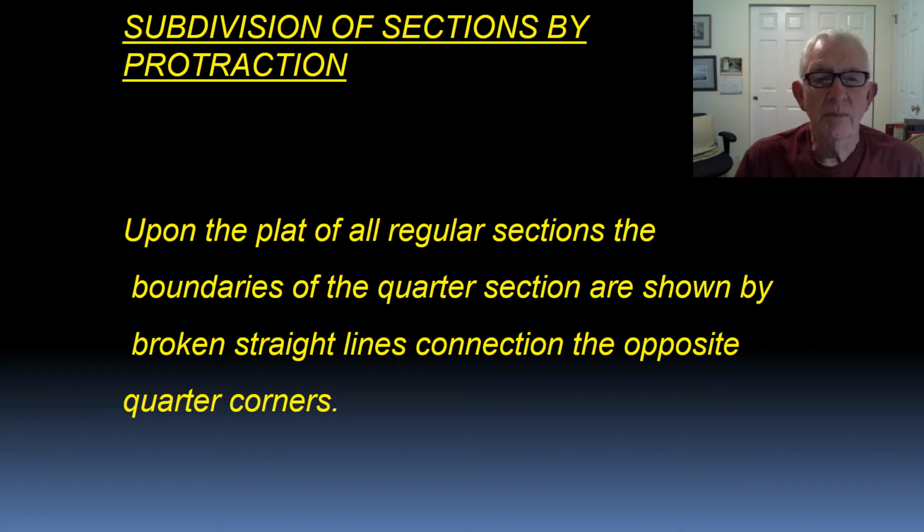So, upon the plat of all regular sections, the boundaries of the quarter sections are shown by broken straight lines connecting the opposite quarter corners. If you were to see that, you would know that that was done in the office by protraction and not surveyed in the field. If it's surveyed in the field, it's going to be a straight, constant line.